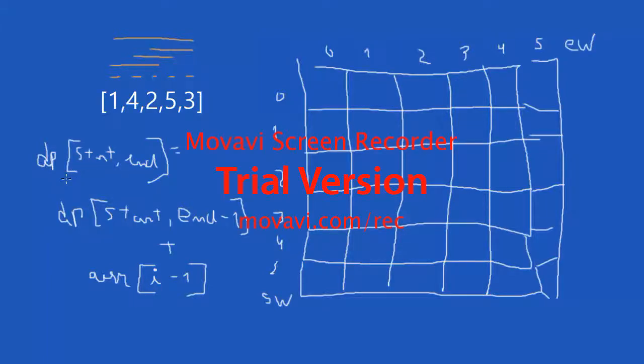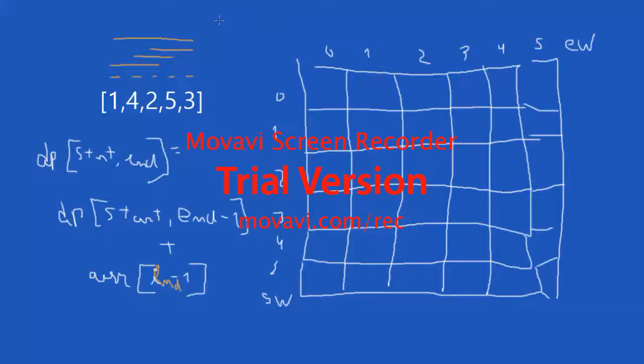the following. So DP of a window starting at position start and ending at position end is equal to DP of a window starting at the position start and ending at the position end minus 1, plus the value of the array at the position end minus 1, and that is because the array has 1 fewer element than the matrix.